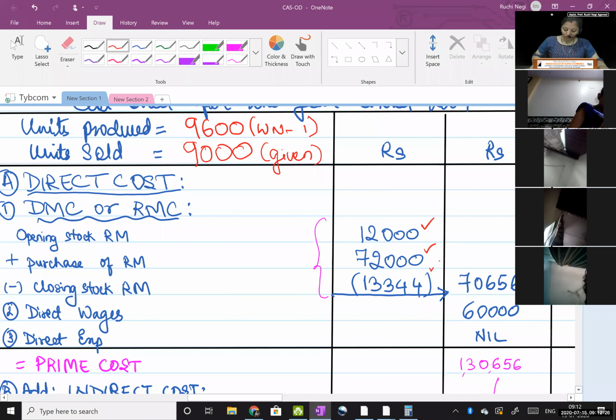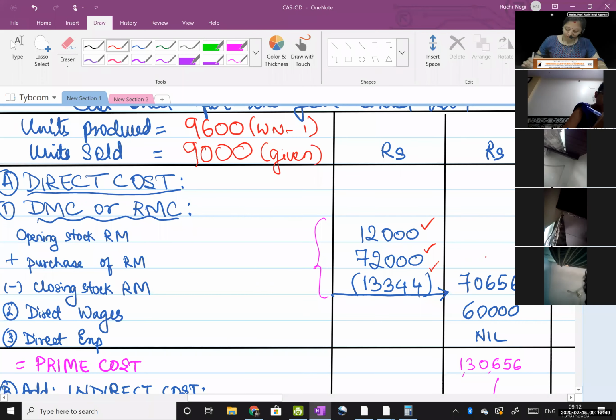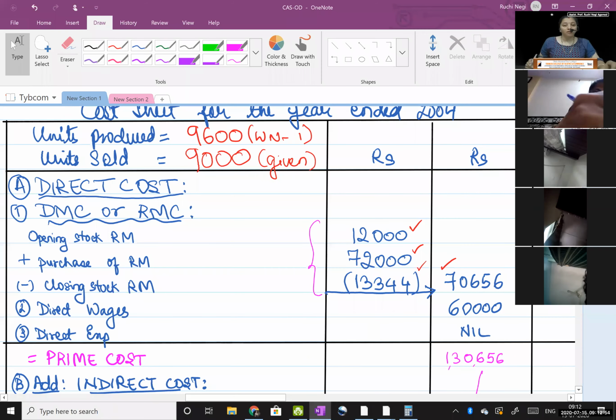And closing stock, 13,344. Let us see in the calculator: 12,000 plus 72,000 minus 13,344. The answer is 7656. Take it in the outer column. Inner column total to be taken in the outer column. Don't forget that.